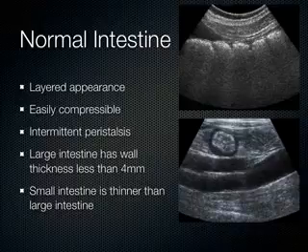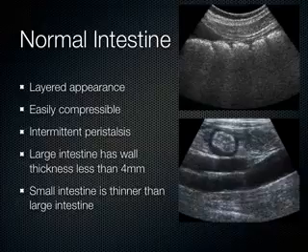Large intestine has wall thickness up to 4 millimeters. Small intestine is less than that. Everybody argues about the exact numbers for small intestine, but really it's somewhere between 3 and 4 millimeters. Okay, so if you ever have wall thickness greater than 4 millimeters, no matter what you're looking at, that's an abnormal disease state of that particular bowel, whether it's colitis or something else. You just measure the wall.